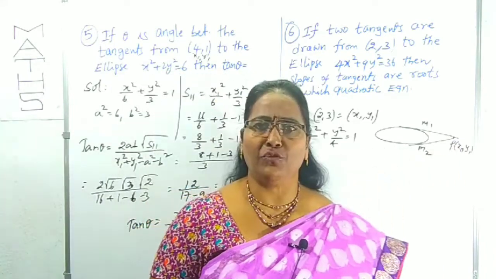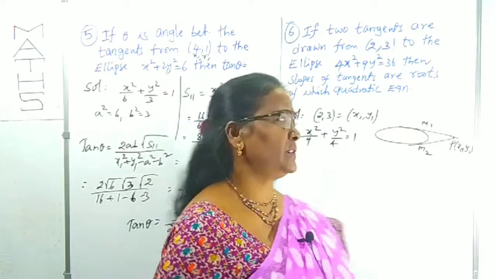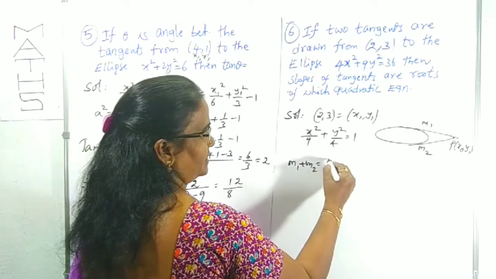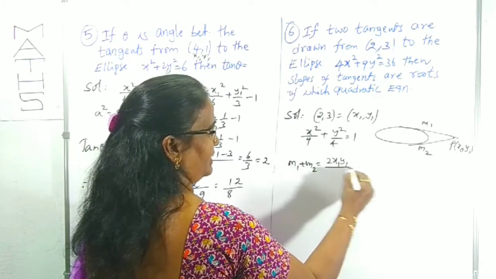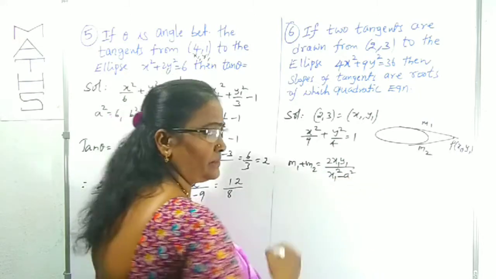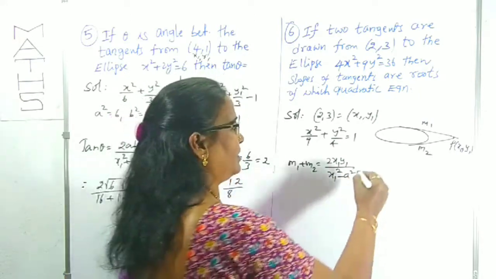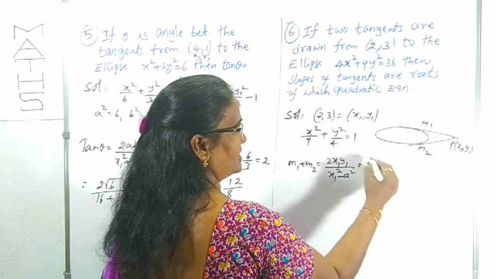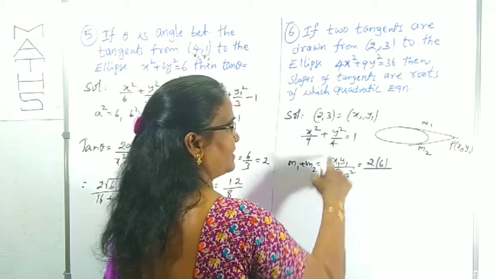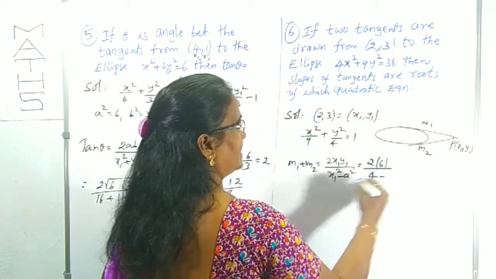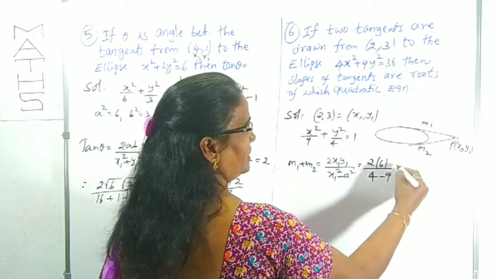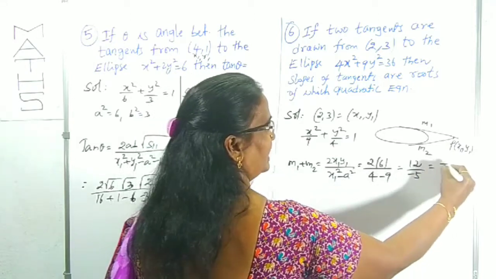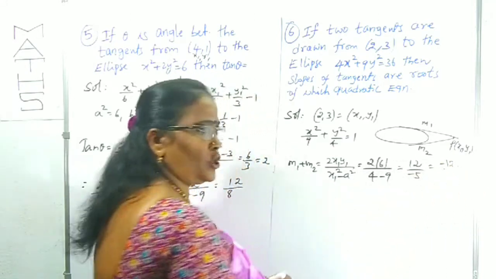Now we have to find the quadratic equation whose roots are m1, m2. For that, I have already given this tip. What is the sum of the slopes? It is 2x1y1 by x1 square minus a square. Right? That is how you have to collect it first of all. 2x1y1, 2 into x1y1 is 2 into 3, that is 6, by x1 square is 4 minus a square is 9. Therefore, here 12 by minus 5. That means minus 12 by 5 is the sum of the slopes, right?